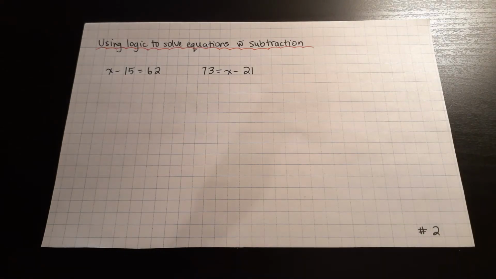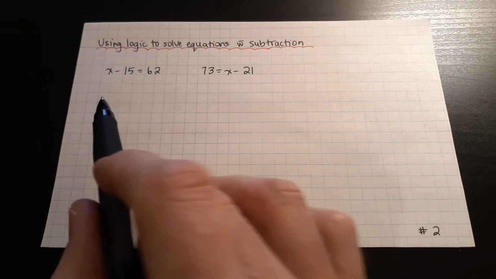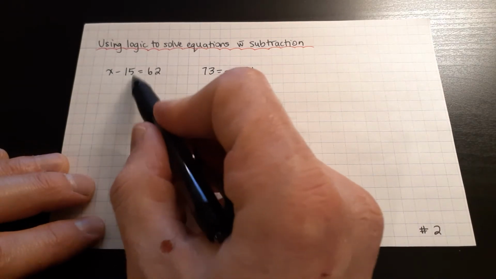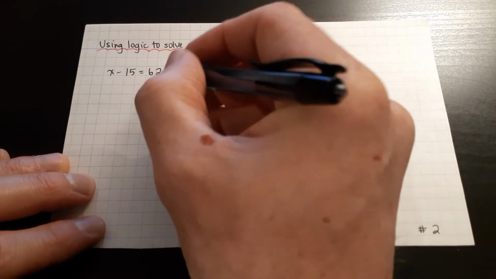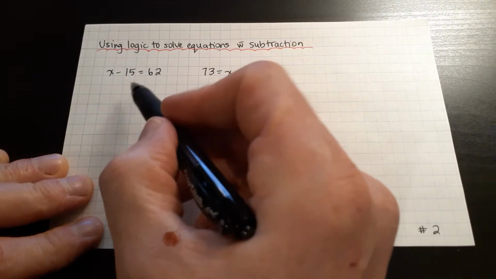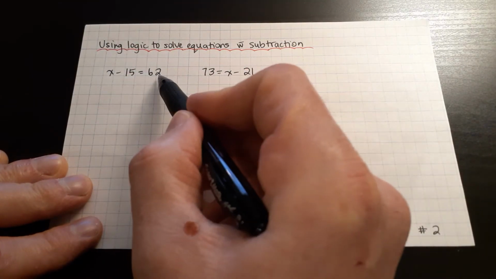So the next concept that we're going to look at is using logic to solve equations with subtraction. Now you'll notice that both of these equations use subtraction. And so just be reminded that to undo subtraction, we have to use addition. And so if we want to undo a subtraction here, we have to use addition on both sides. And we can say, well, if I add 15 to this side, then I can find out what x is going to be equal to.